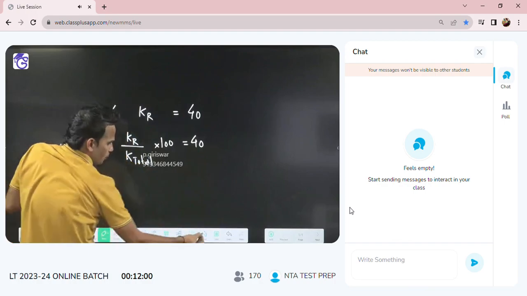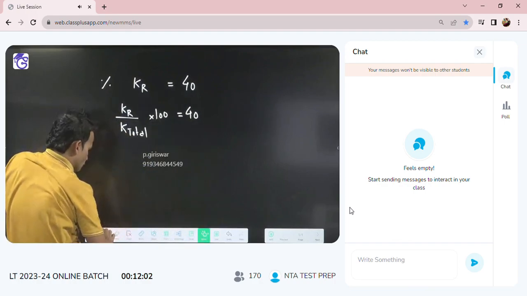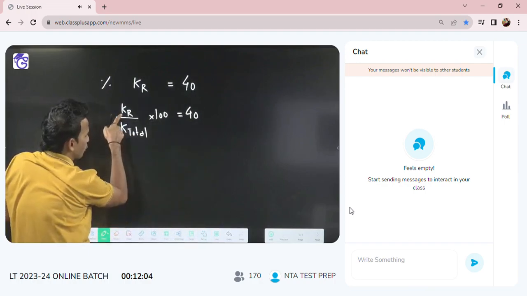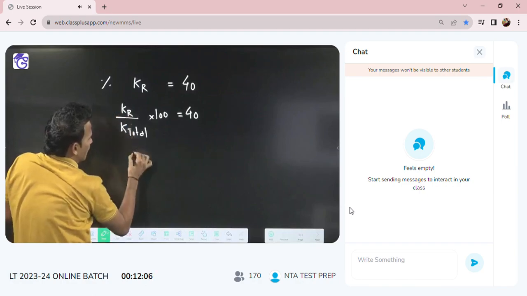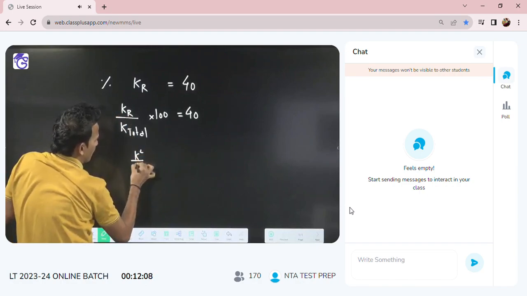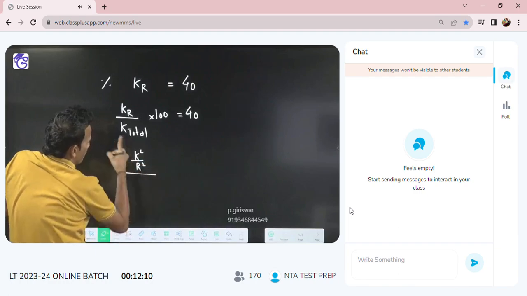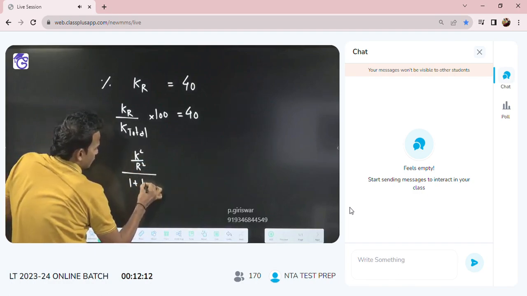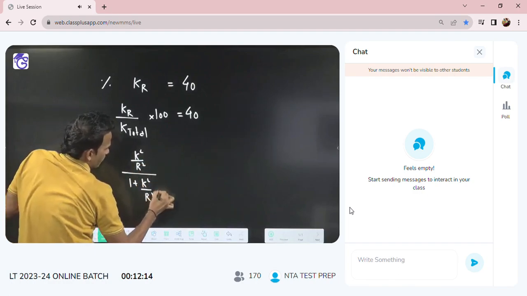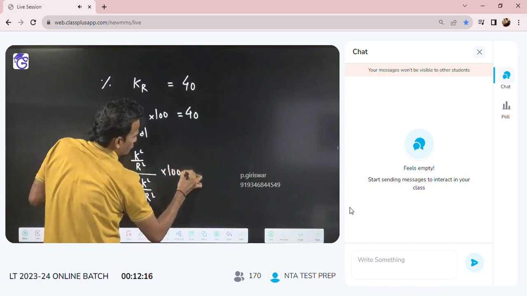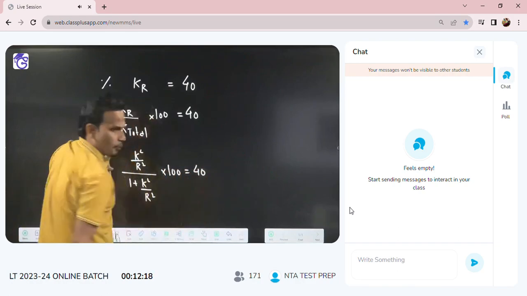Now you have to simply put the value with the help of the ratio. You already know rotational kinetic energy will come k square by r square. Total will come 1 plus k square by r square. Into 100 will be equal to 40.